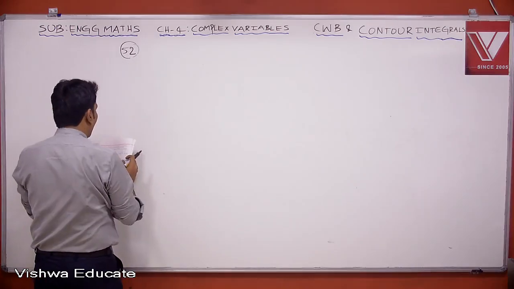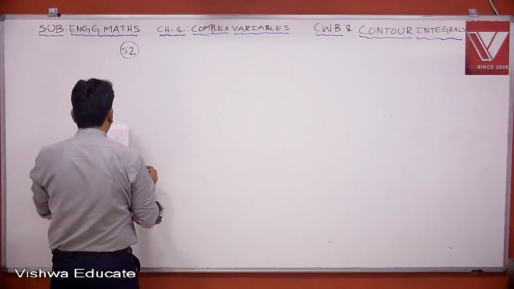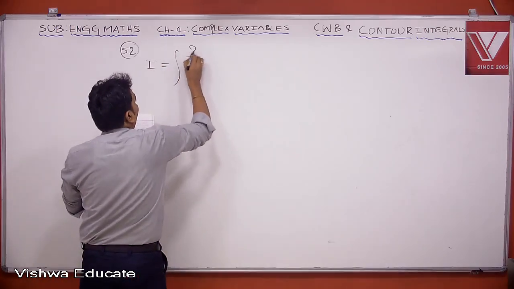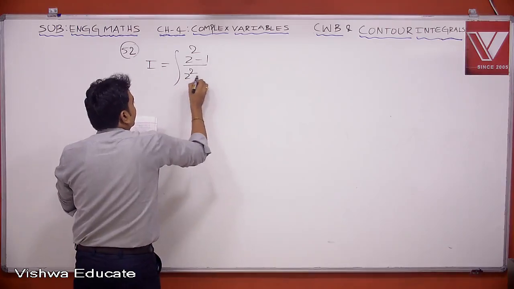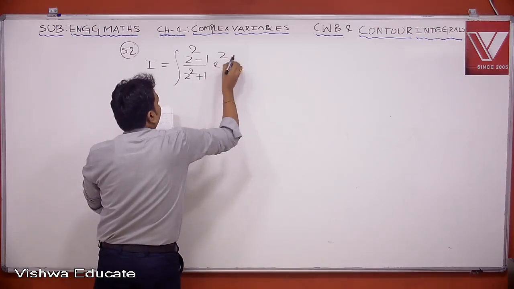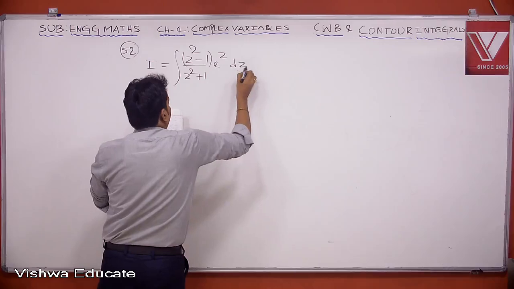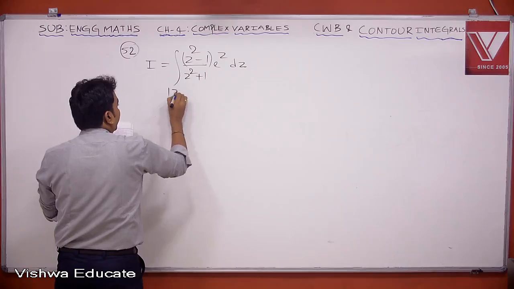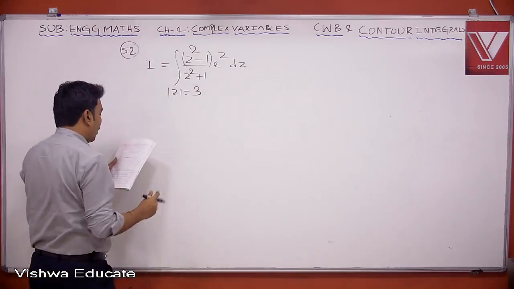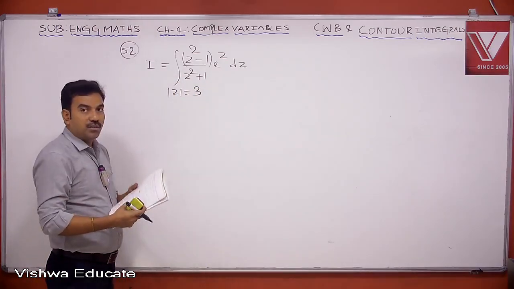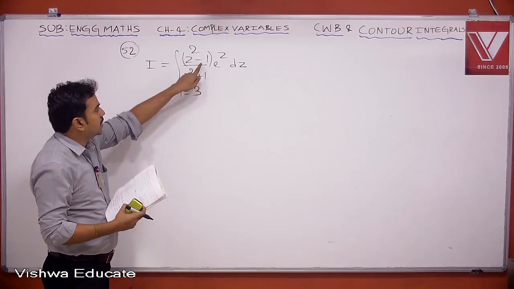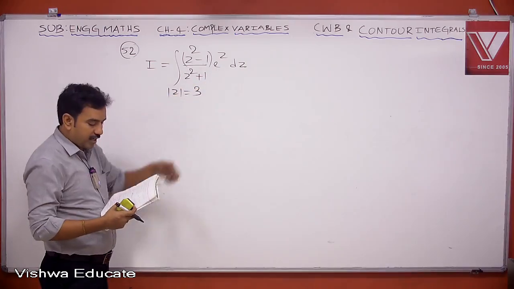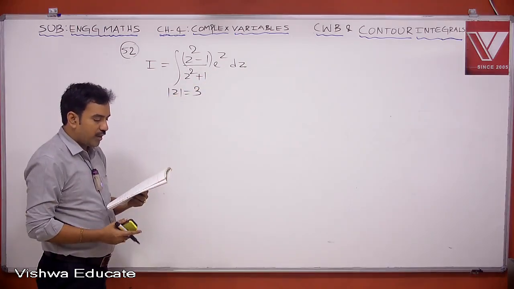An integral I over a counterclockwise circle is given by I equals the integral of z square minus 1 divided by z square plus 1 into e power z dz over a circle C. If C is defined as mod z equal to 3, then what is the value of I? So you need to find this contour integral over mod z equal to 3. The direction of the contour is counterclockwise.